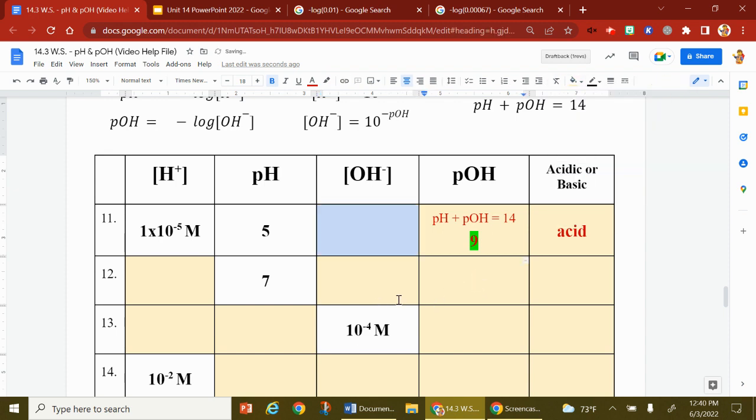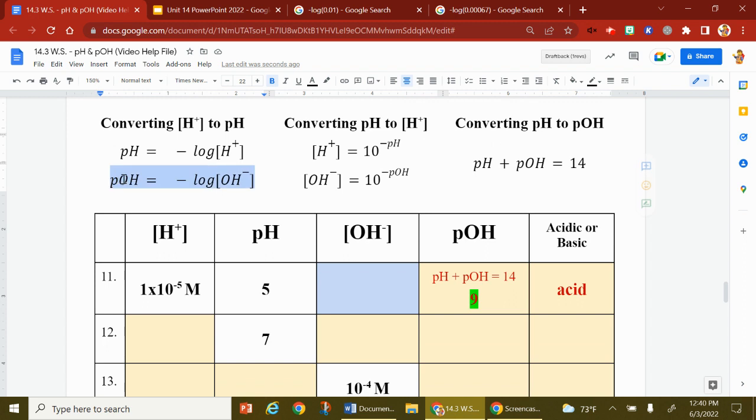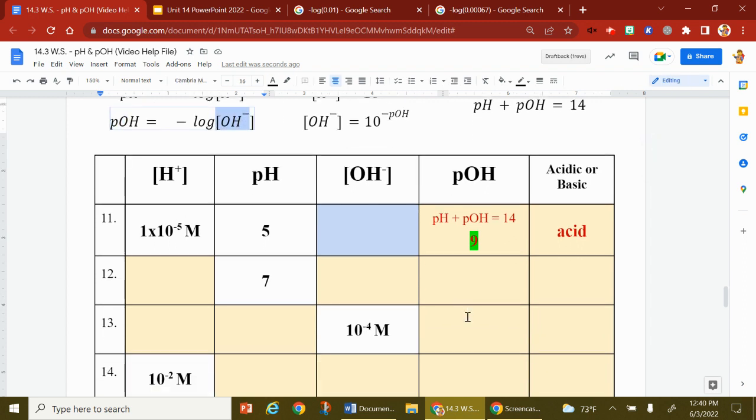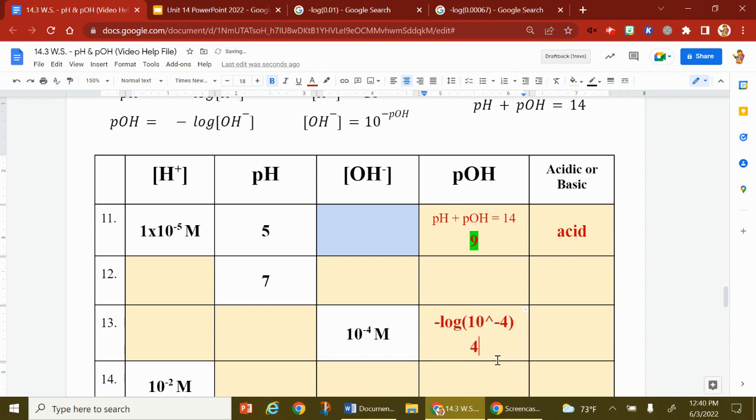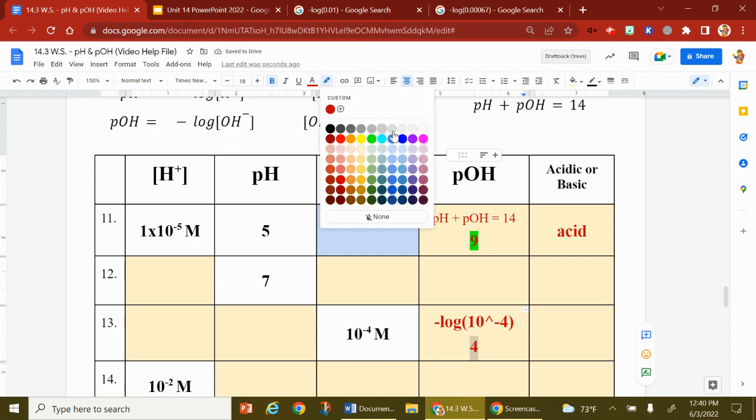So let's take a look at number 13. Now, we know that the concentration of this base is 10 to the negative 4th molar. If we know the concentration of the base, we can figure out the power of the base, the pOH. The pOH is just the negative log of whatever the base concentration is. So, negative log of 10 raised to the negative 4, you will get that the pOH is 4. That's what you should get, all right?